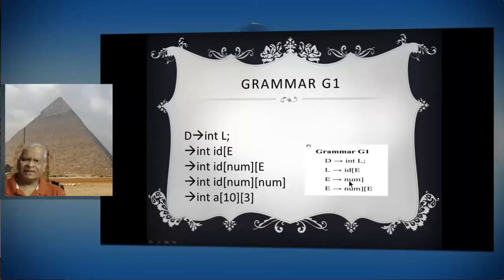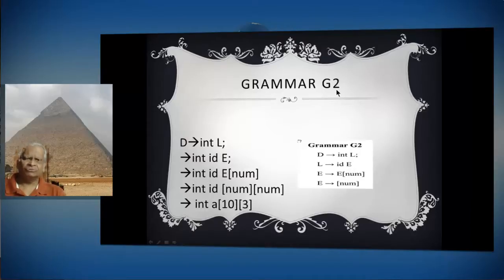E can be at least 1 dimension, where we stop here, or 1 dimension followed by an open square bracket and E. So 1 dimension followed by an open square bracket is E. To terminate the recursion here, we have to use num closing brackets. So this particular 2-dimensional array is indeed generated by D. So G1 prima facie is correct as far as 2 subscripts, or 2-dimensional arrays, are concerned.